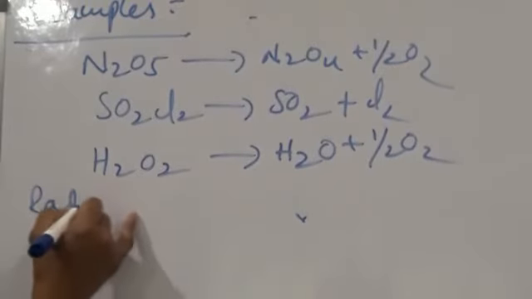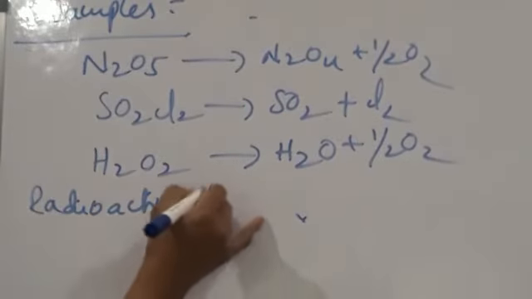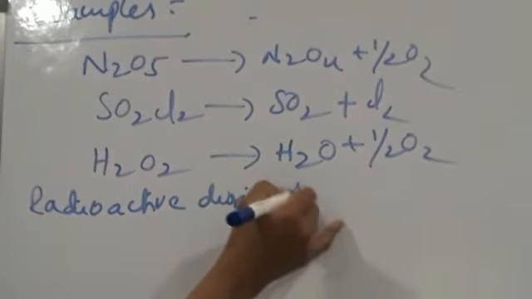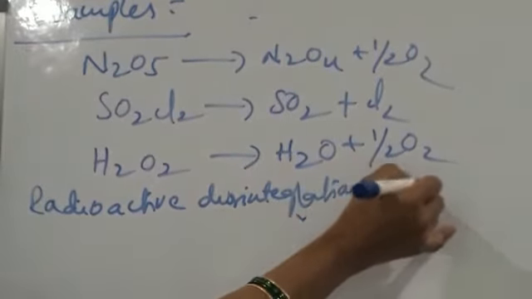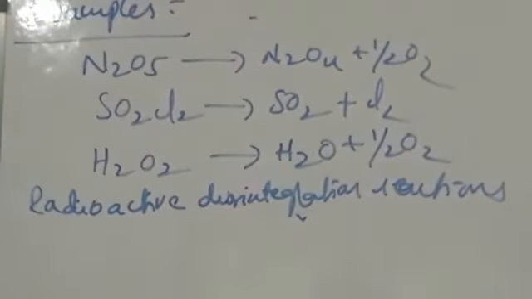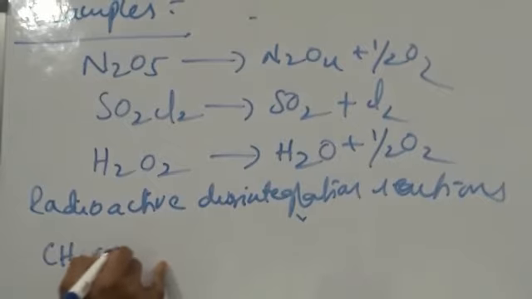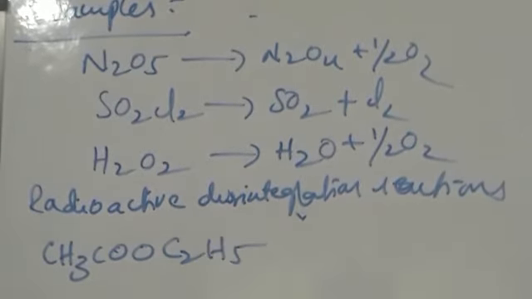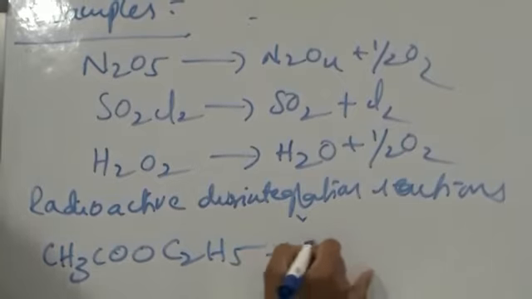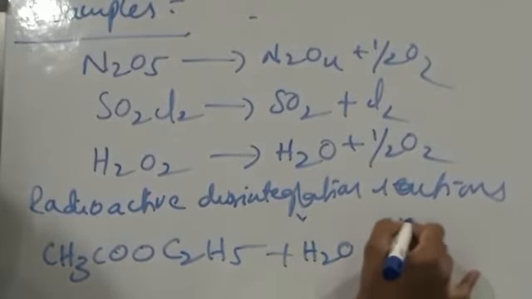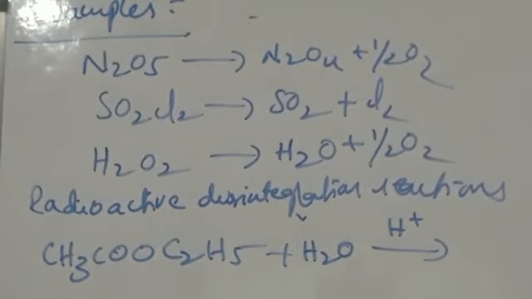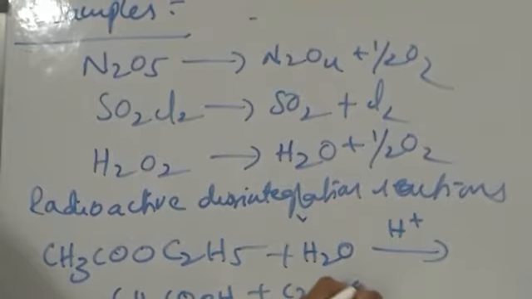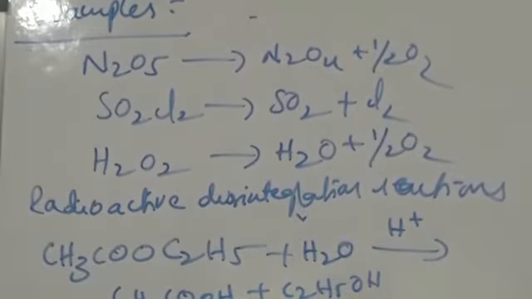So radioactive disintegration reactions come under first order reactions. Next, the ester hydrolysis reaction. Ethyl acetate, this is an ester. It undergoes hydrolysis in the presence of acid, a few drops of sulfuric acid. Here we get acetic acid along with alcohol. So this is also a first order reaction.